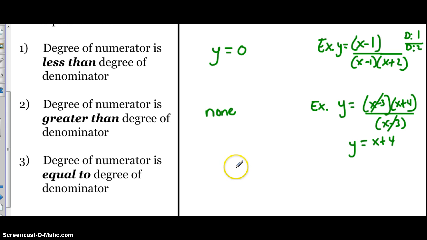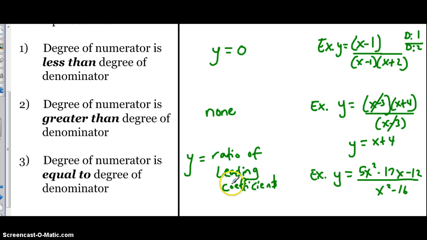The only other possibility is if the degrees are equal. So in that case, if the degrees are equal, it's going to have the ratio of the leading coefficients. So if you want to see how that looked, remember our last example that we did with the rational functions was y equals 5x squared minus 17x minus 12 divided by x squared minus 16.